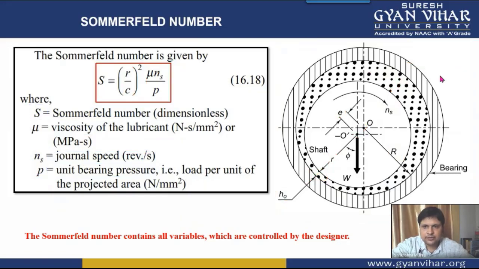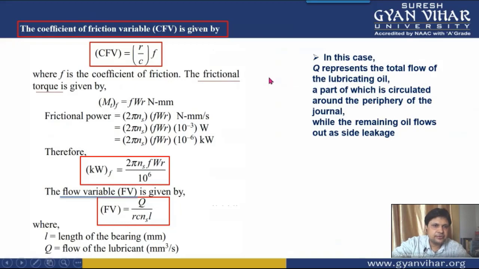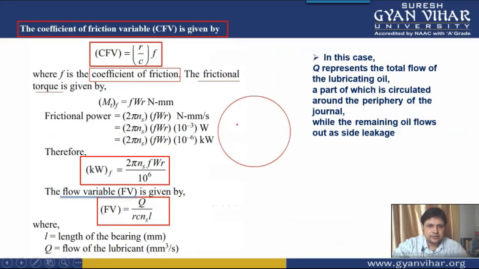We have also solved numericals based on this. Today I will tell you about the friction variable. The friction variable is also an important variable, because friction plays a very important role in the case of sliding contact bearings. In the case of a hydrodynamic journal bearing, there is a lot of friction involved at the start, because there is metal to metal contact between the journal and the bearing. Even at slow speed there is partial metal to metal contact.